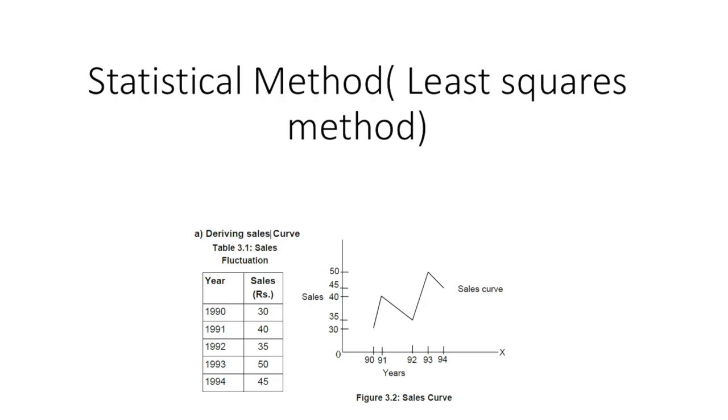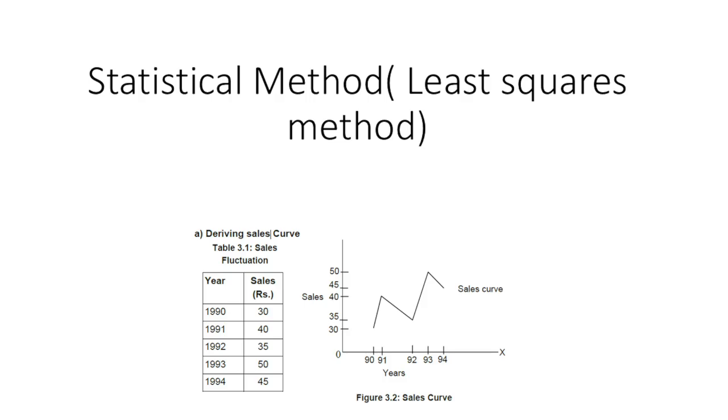We are saying it is the years 1990, 91, 92, 93, 94. These are the times at which, at yearly intervals, we have taken the sales value. In 1990 the maximum sale happened for rupees 30, in 1991 40, in 1992 35, and it goes on like this. 1994 45.